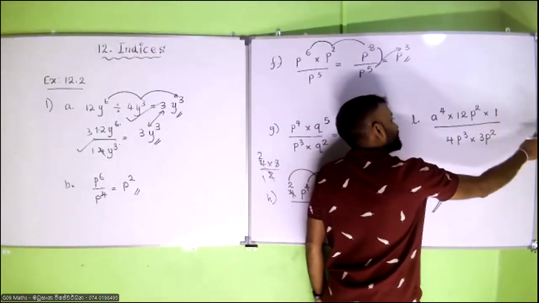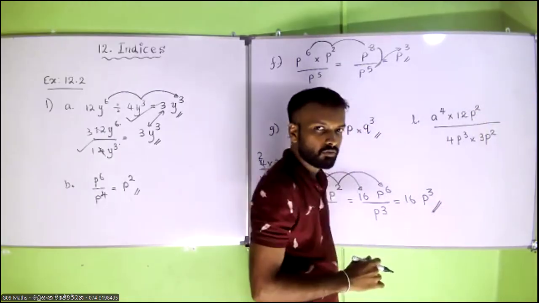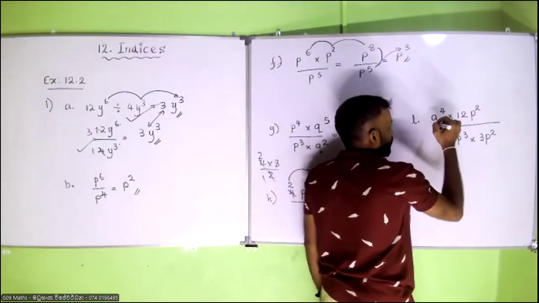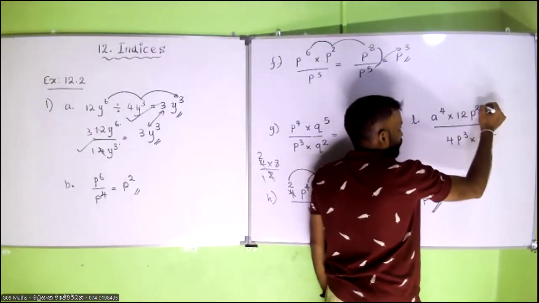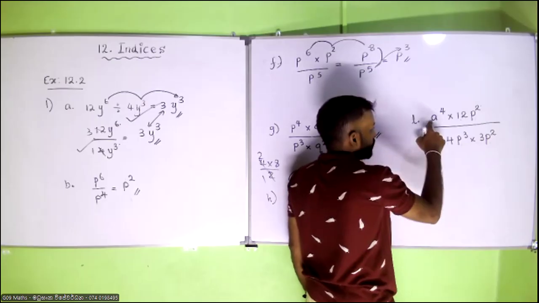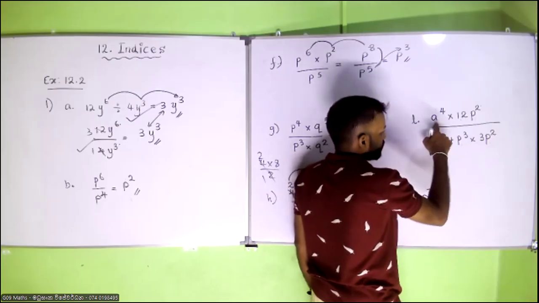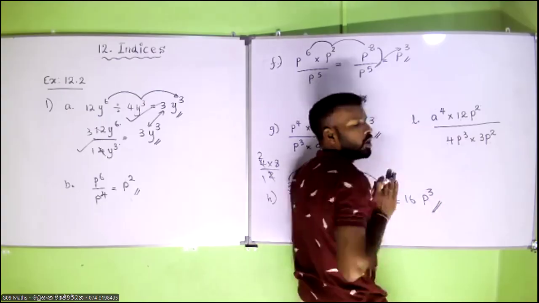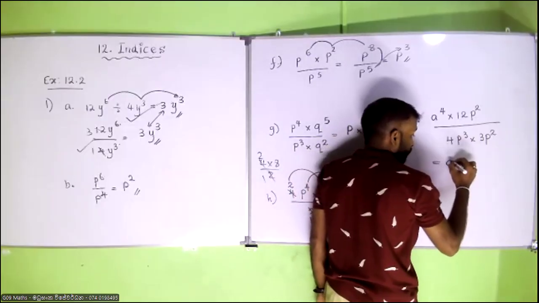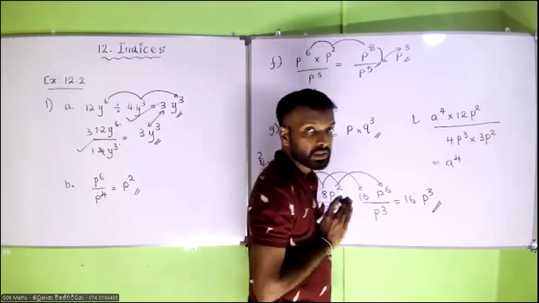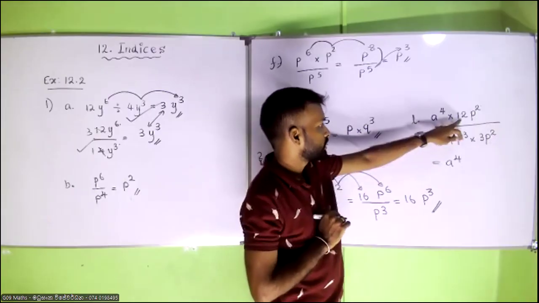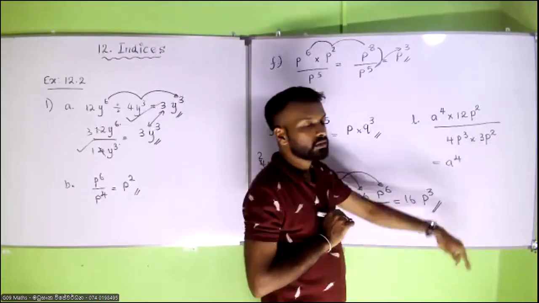here you have 1. I don't need it. 1, that's one. Forget it. A to the power 4, 12 P to the power 2, over 4 P to the power 3, 3 P to the power 2. Here you have A, but no other A's. So this is a standalone guy, A to the power 4. There are no other A's. There is no apples. Bananas are everywhere.